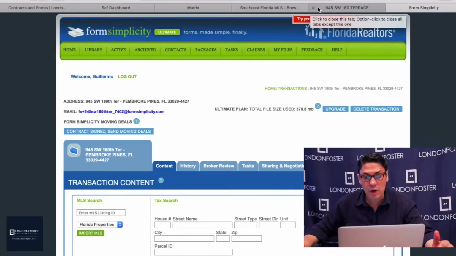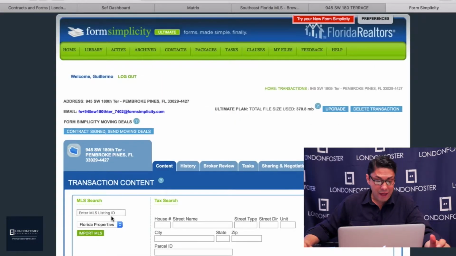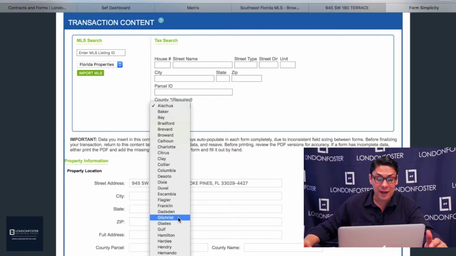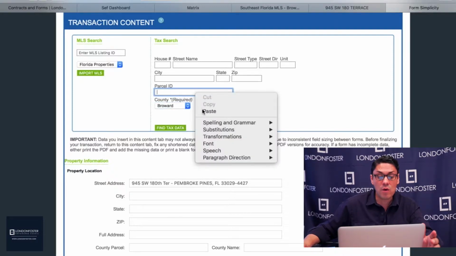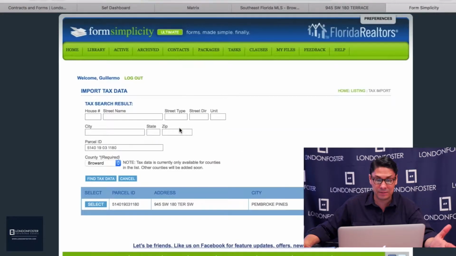And here, we're going to go back and copy with Control-C this folio number. Once you have that folio number, you're going to go to the tax search section, which I'm going to scroll down so you guys can see it clearly. Right here, the tax search section, and you're going to pick the county for which it pertains. In this example, we're using Broward County, and you are going to paste that folio number. Once you do that, you can request that it finds it.